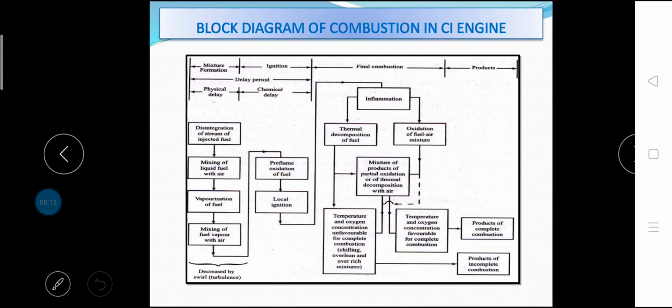This is the block diagram of combustion in CI engine. The sequence of the events in the entire combustion process in CI engine, including the delay period, is shown in this figure by means of this block diagram. This is for mixture formation, this period is ignition, this is for final combustion, this is the products, and this contains the delay period of physical delay and chemical delay.